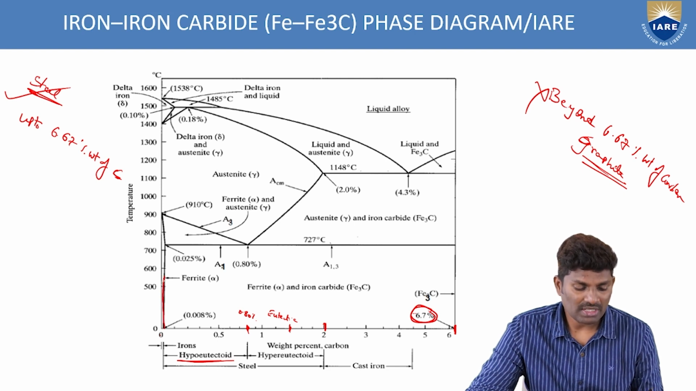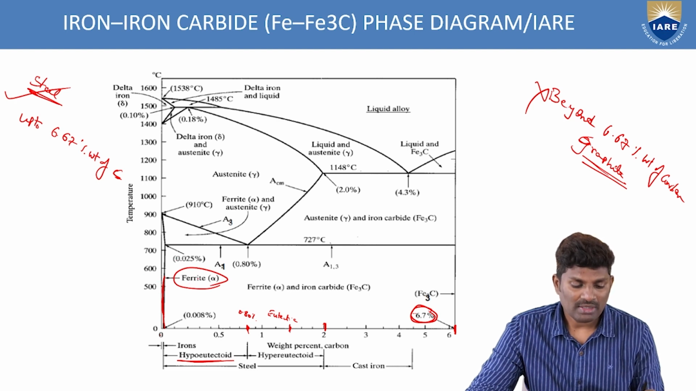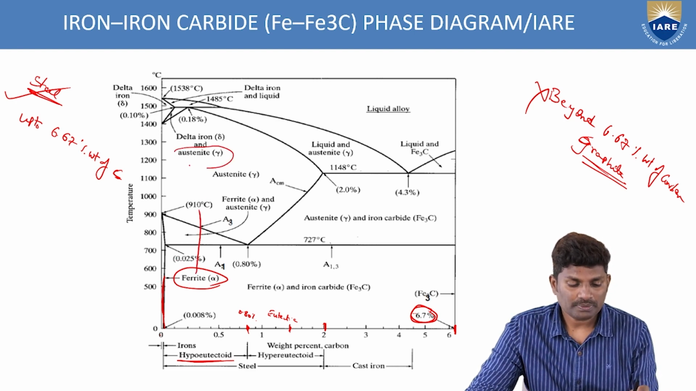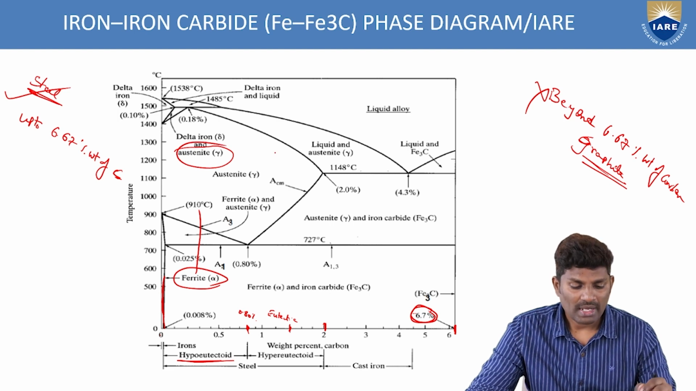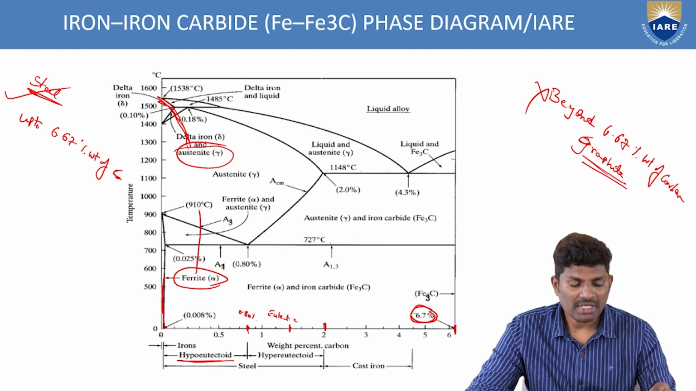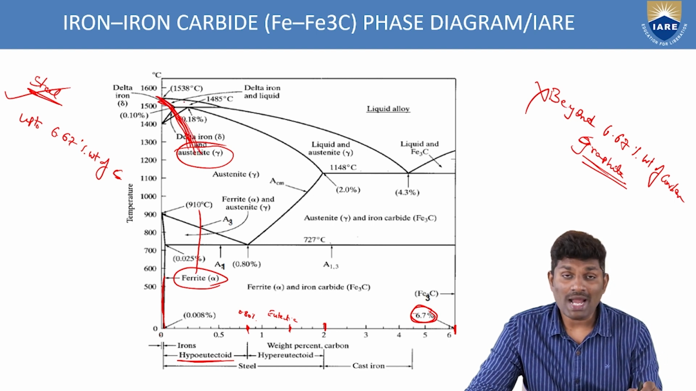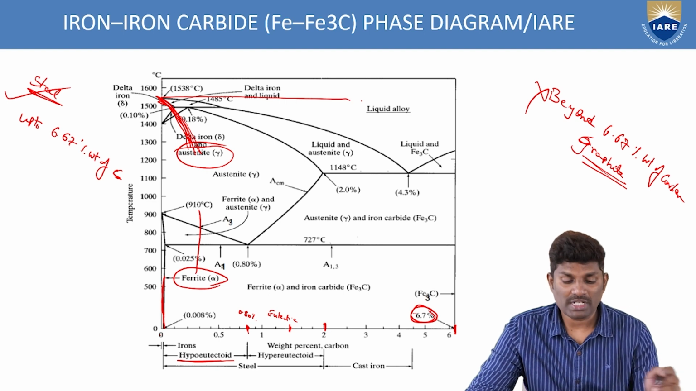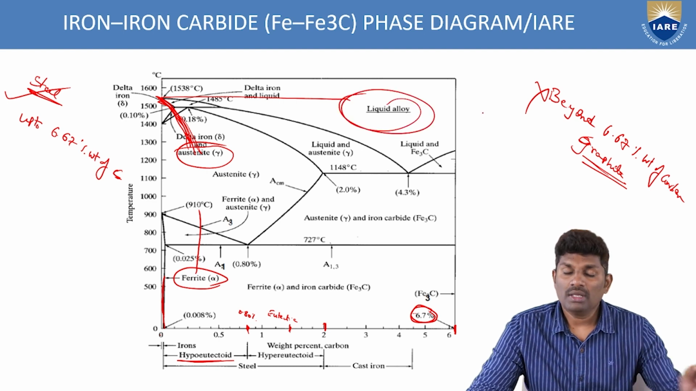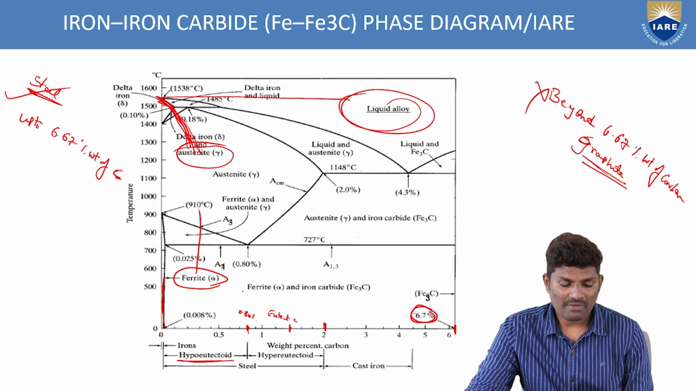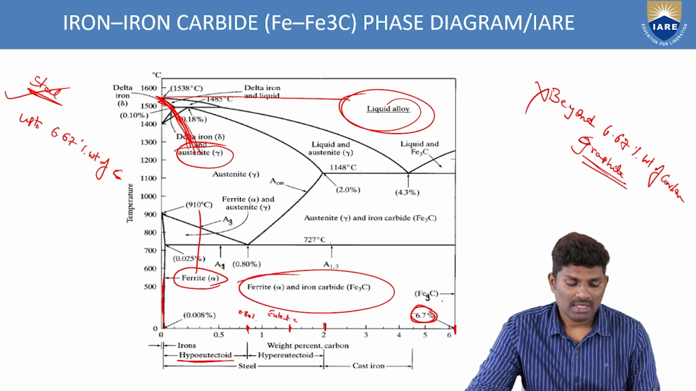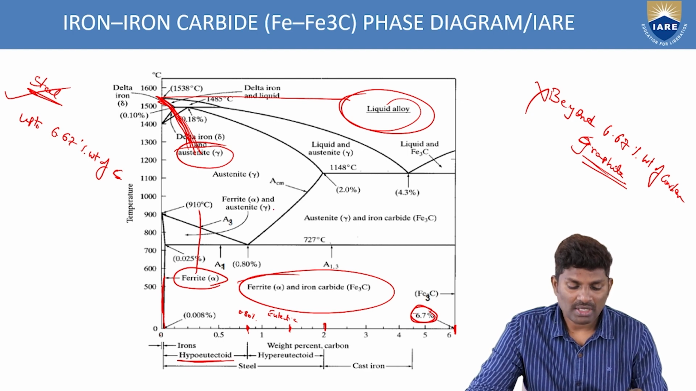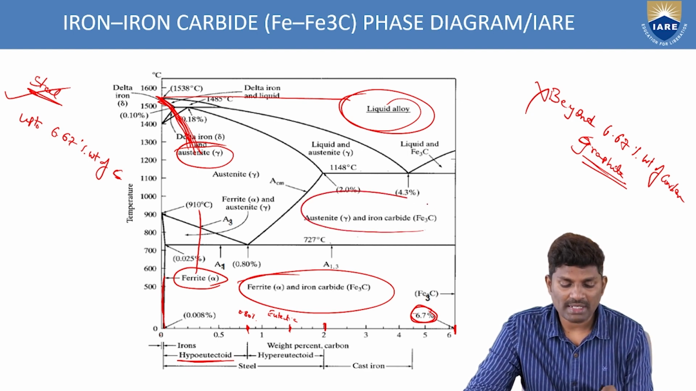Now initially we have the ferrite. What have we seen here? It is the alpha phase at room temperature. Slowly this alpha is converting into austenite. After reaching the melting point, it starts melting into liquid. That's why you have a complete liquid zone at this point. Then you have ferrite and iron carbide here, then austenite, and again austenite and iron carbide.